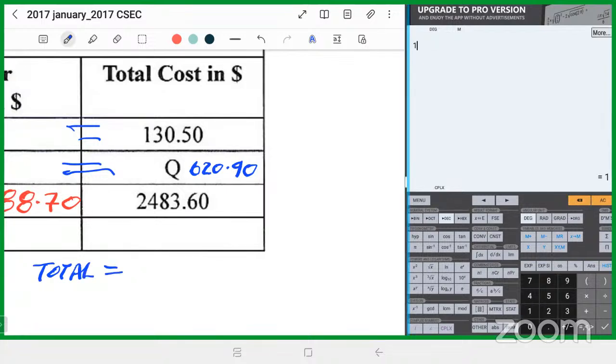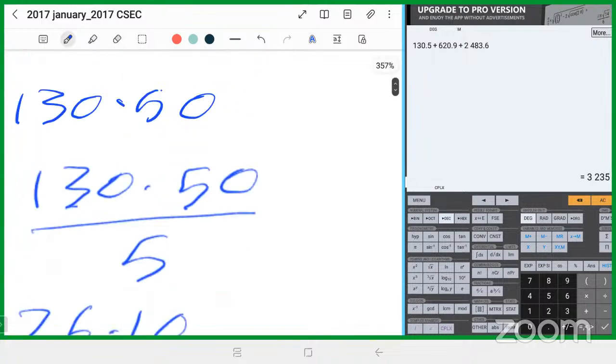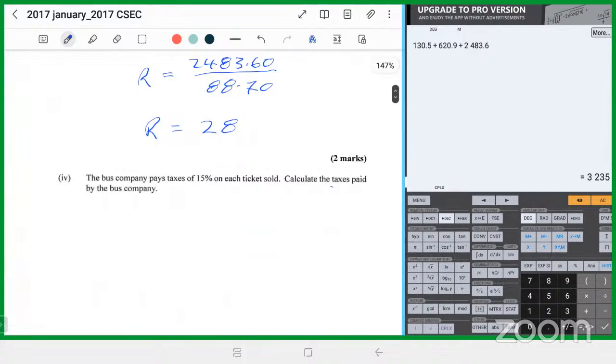And so we can get the total down here by adding that up. So it's 130.5 plus 620.9 plus 2483.6. So it's a total of $3235. And they're paying tax on that, right? So the tax becomes 15%. That's what they're asking us: calculate the tax paid. The tax is 15% times that amount of 3235. That becomes your tax.